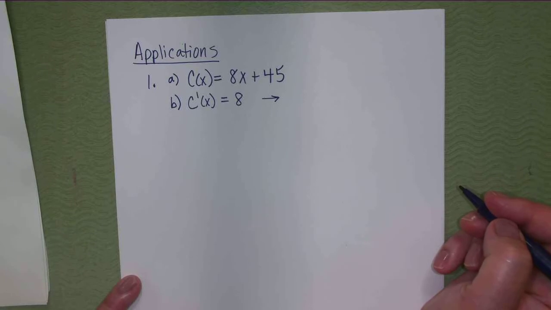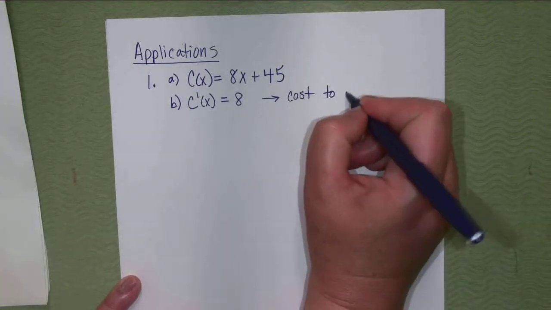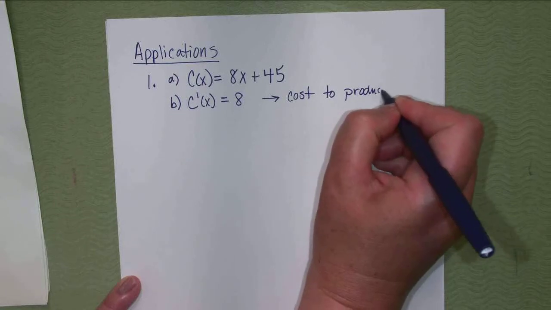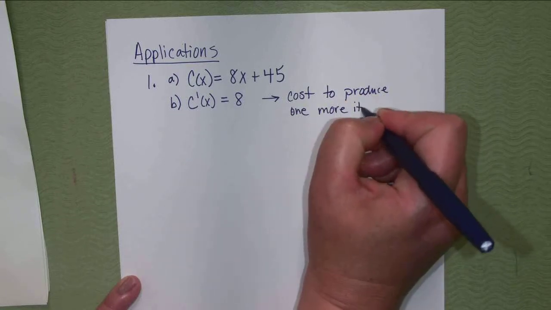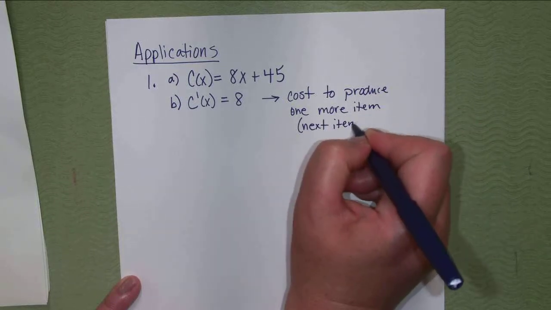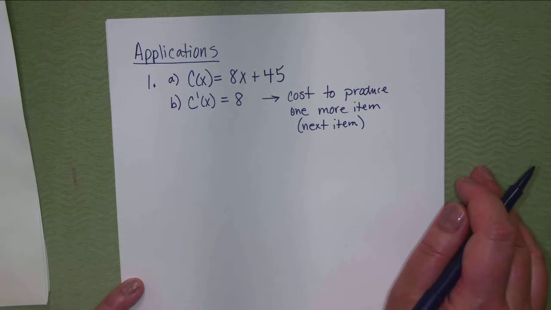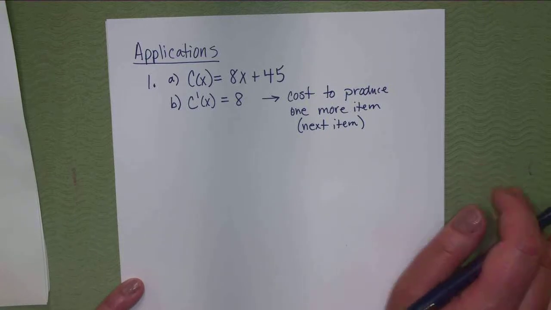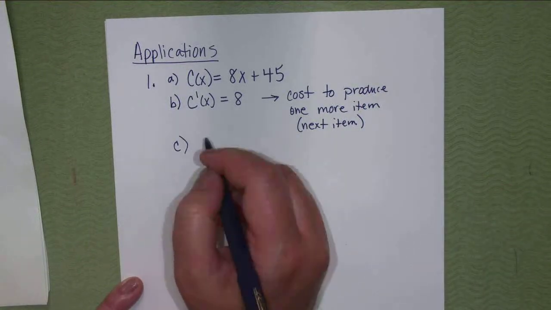It is the cost to produce one additional item, or the next item. The cost to produce one more item, or the next item, right? Or the x plus 1 item, however you want to say it, but it's the cost to produce the next item. C, the average cost function.